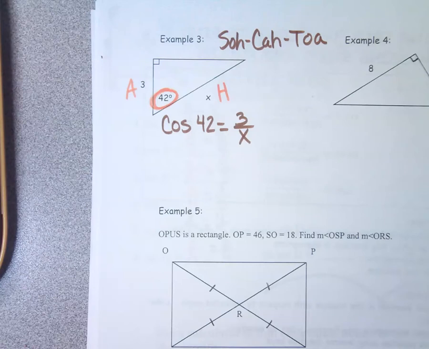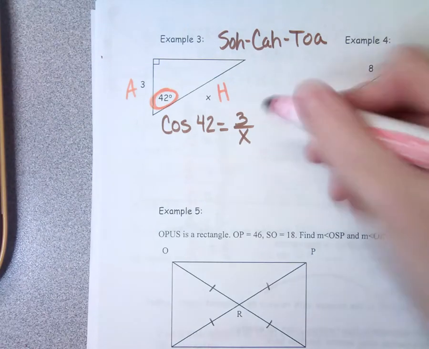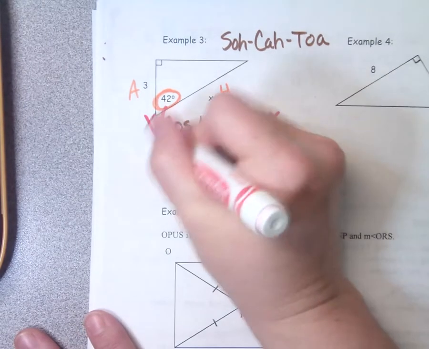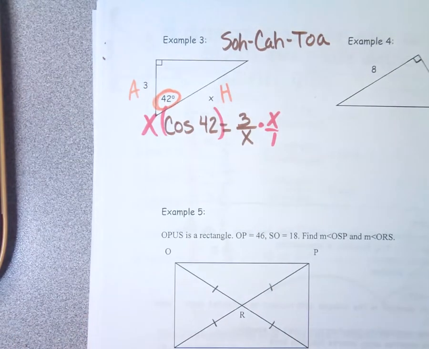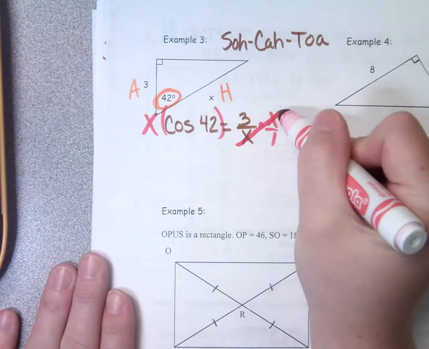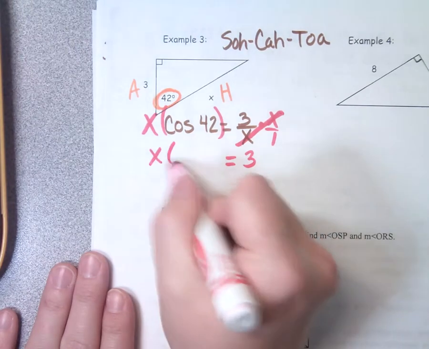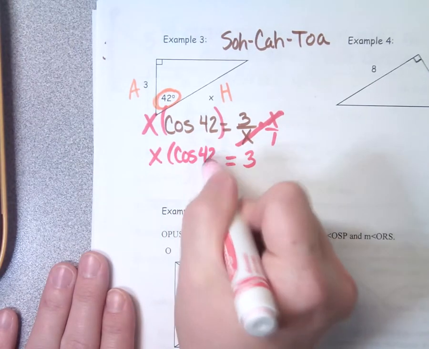Okay, this one's different than the first one because x is in the denominator. So I need to pop this x out of the denominator. So to get rid of division of x, I'm going to multiply by x. So I'm going to multiply both sides by x because I can't have that x in the denominator. These x's are going to cross out, leaving that 3 there. And then the left side, I'm just going to recopy it. X times cosine of 42.